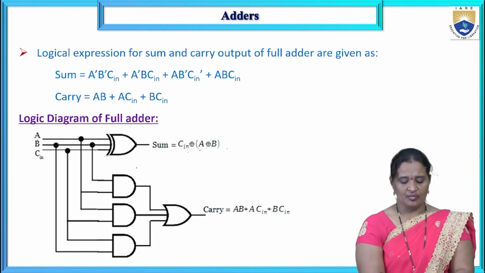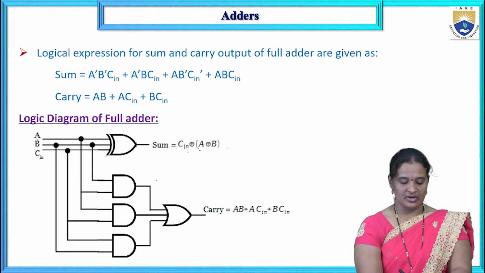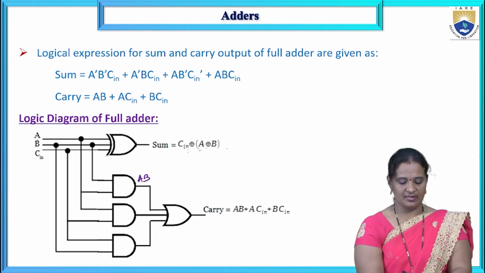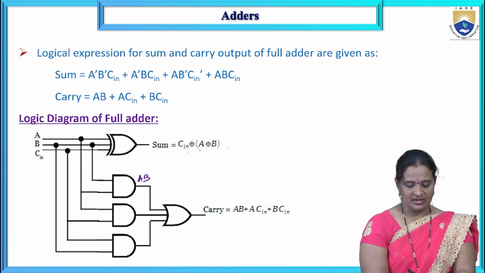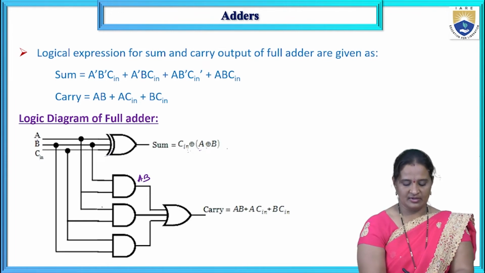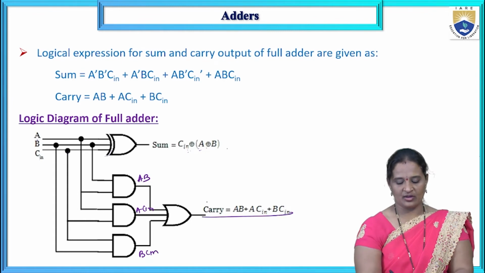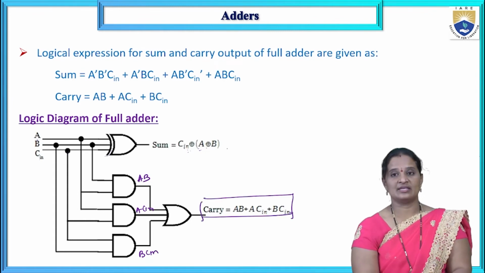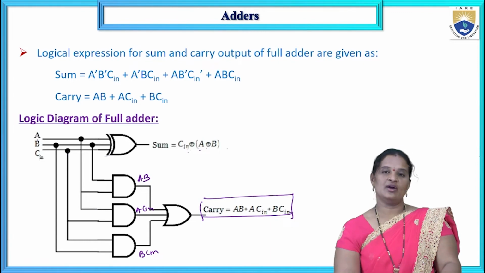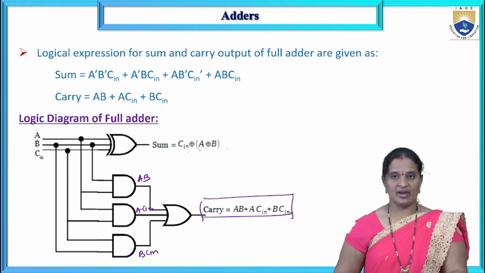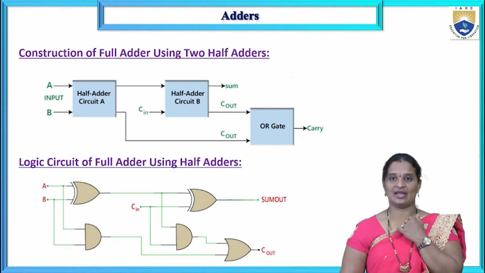And coming to the carry output. So this is A and B. The output of the first AND gate is AB, whereas the second AND gate is A, C in. And the third logic gate is B, C in. So now I can write down carry output as AB plus AC in plus BC in. So this is the full adder which can perform the addition of 3 binary bits at a time.